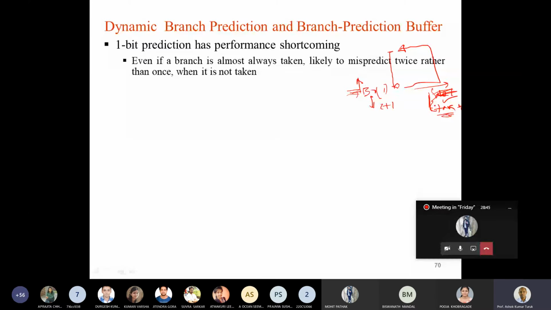What happened to the last iteration of the loop? In the last iteration of the loop, the prediction is taken, but the outcome will be not taken. So it mispredicted twice. So the 1-bit prediction has a performance shortcoming: even if the branch is almost always taken, it is likely to mispredict twice when it is not taken. Once when it entered the loop, and once when it is exiting the loop, it mispredicts. So how to improve the performance of this 1-bit prediction?